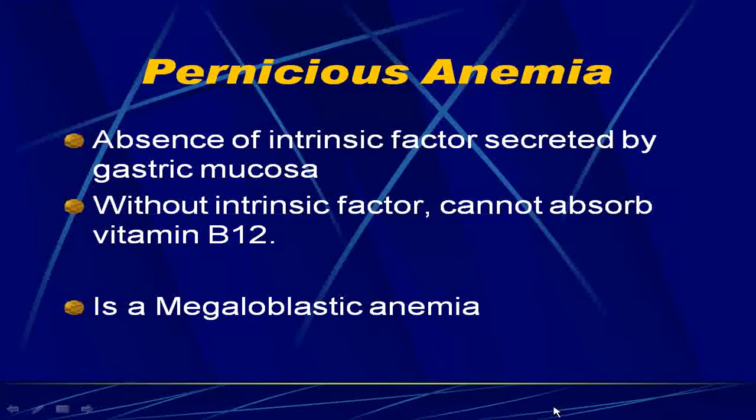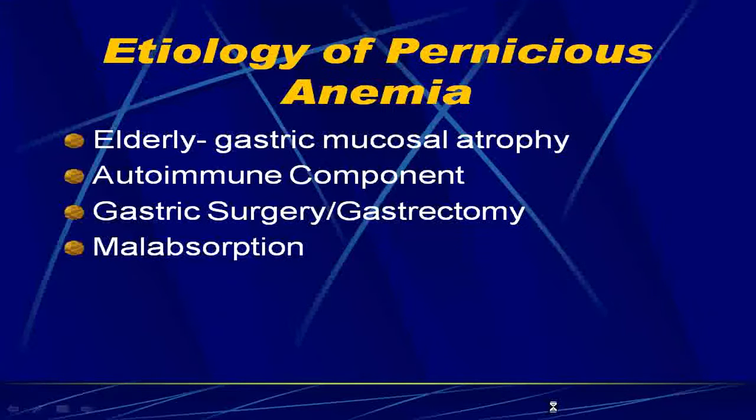Pernicious anemia is the absence of intrinsic factor, which is secreted by the gastric mucosa. And so the purpose of the intrinsic factor is, without the intrinsic factor, the person cannot absorb B12. Well, we said that B12 is responsible for the maturation of red blood cells. So if the person doesn't have B12, then their red blood cells can't mature and grow to an adequate level to circulate oxygen. It is also referred to as a megaloblastic anemia.